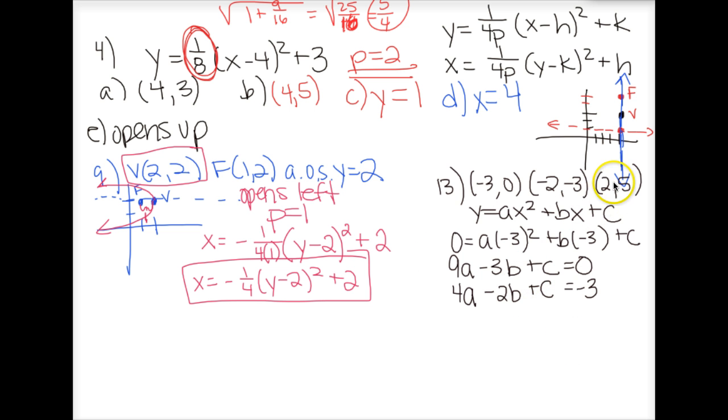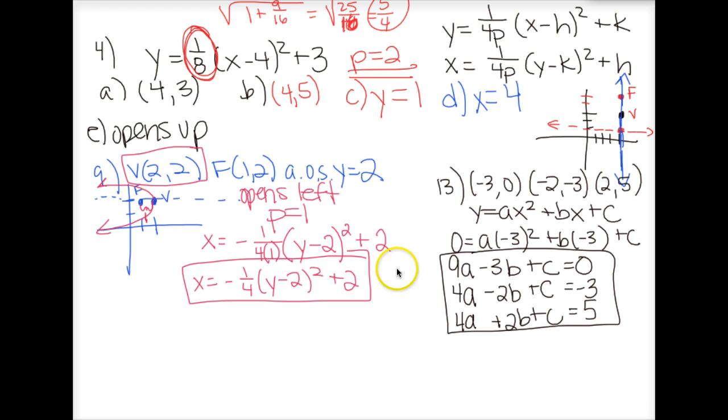The third point, you should be plugging in 5 for your y, so that goes here, and then square your 2, so 4a, and then plus 2b in this case because it's a positive 2, so b times x would be 2b. So this right here is your system of equations that you have to solve in order to get the answer.